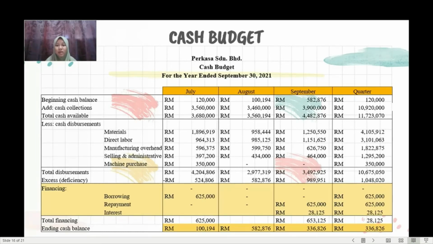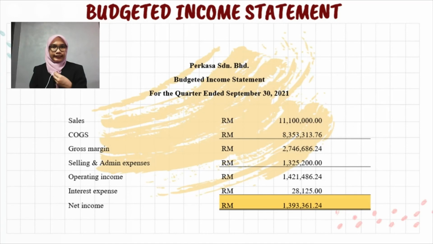And in September, we have to make the repayment of the borrowing from July, which is the 625,000, plus the interest, which is 18% per annum. But since it's per annum, we have to multiply by 3/12, which is 3 months. So we get 28,125. And the ending cash balance for the quarter is 336,826.